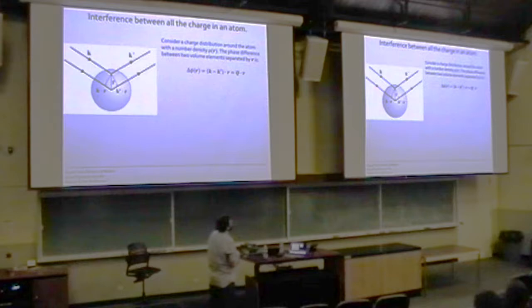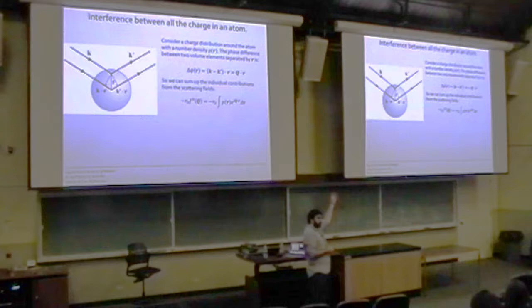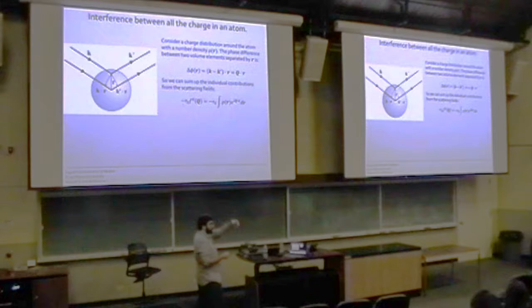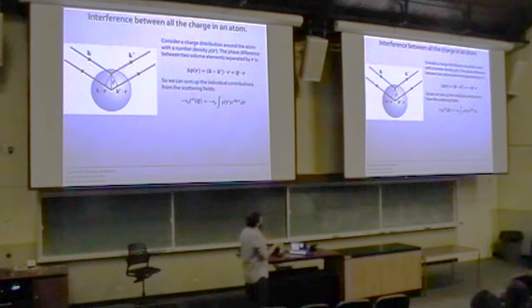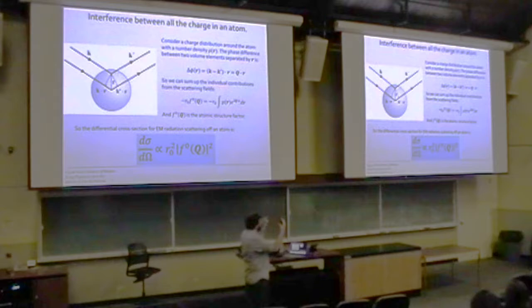But for this you have to take your atom and integrate over all the charge density in your atom, and take into account the interference between not only two point charges but all the charge located in the atom. So that's your atomic form factor. It takes into account the interference between all the charges in your atom.